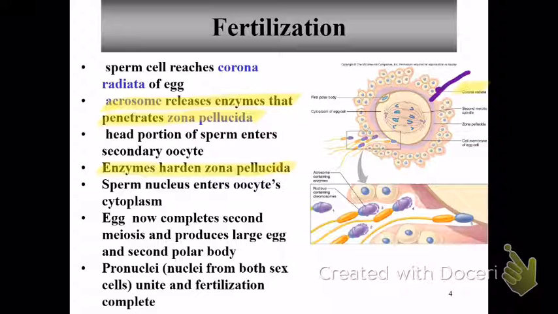The egg now completes its second meiosis, so that's when the second meiosis starts and produces the large egg. Okay, the pronuclei occurs, highlight that. The DNA from both the sperm and the egg unite. They go together. So the pronuclei, they go together. And you got 23 chromosomes from mama and 23 from daddy. And so they've gone together now, right? The baby's DNA is now formed.